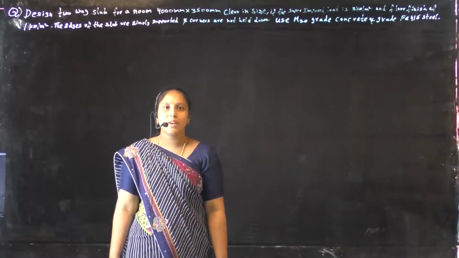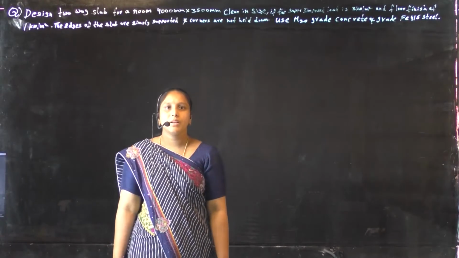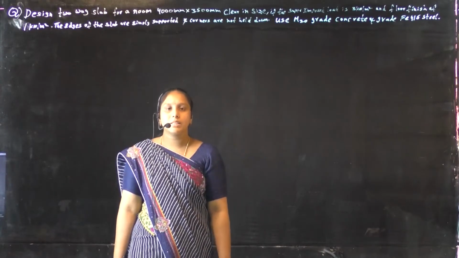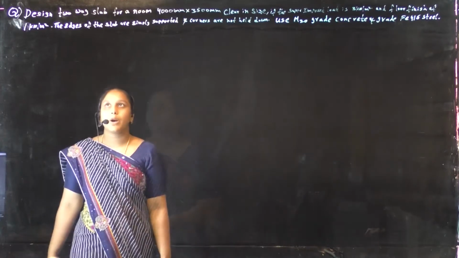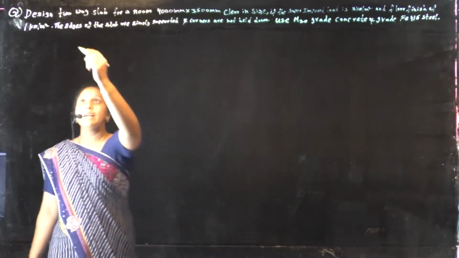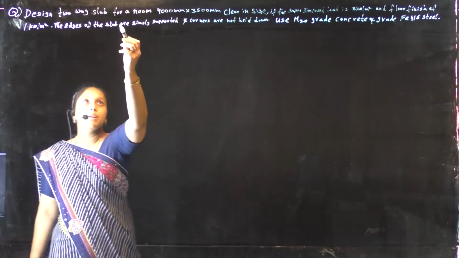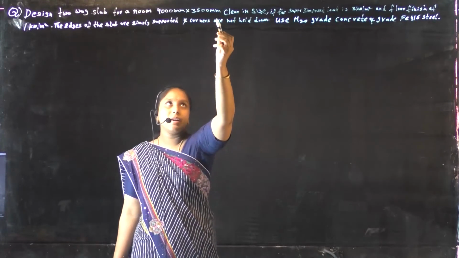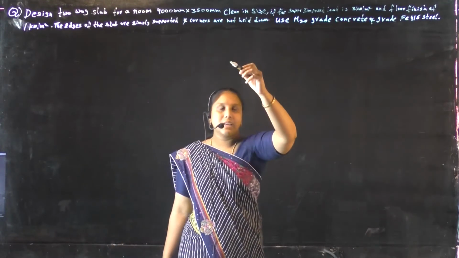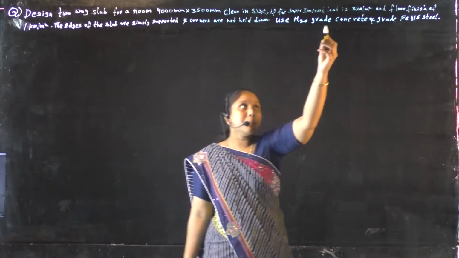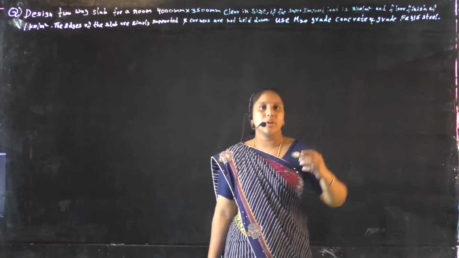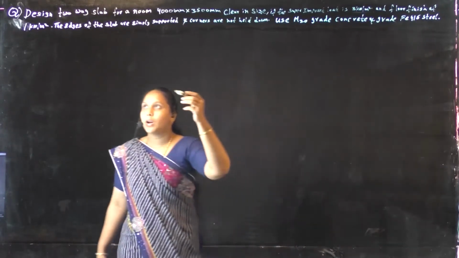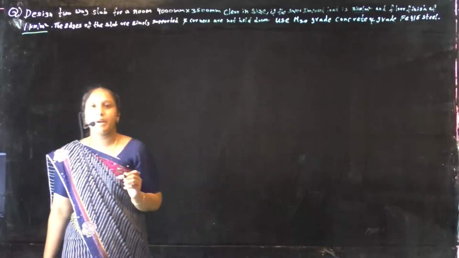Welcome to the course Design of Reinforced Concrete Structures. In this lecture, we are going to solve a problem on design of two-way slabs. So the question given here is, design a two-way slab for a room 4000 mm by 3500 mm, clear in size, if the superimposed load is 3 kilonewton per meter square and floor finish of 1 kilonewton per meter square.